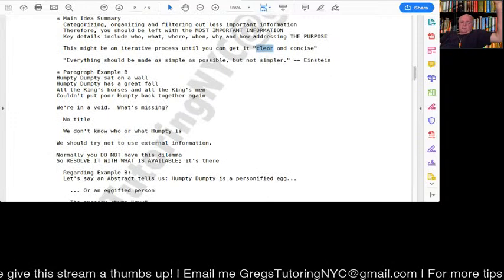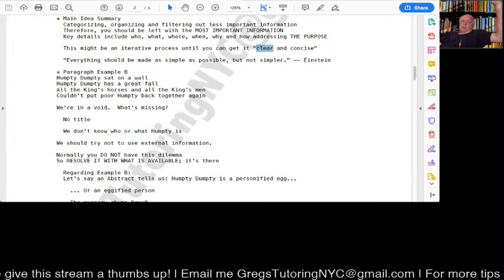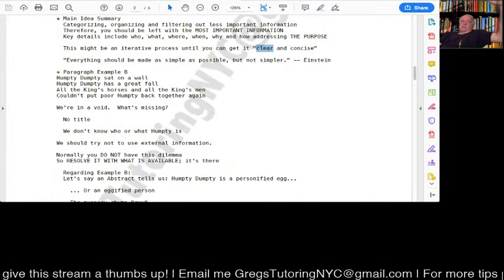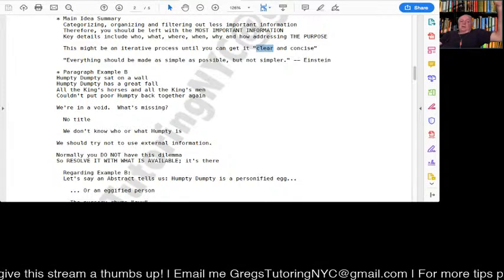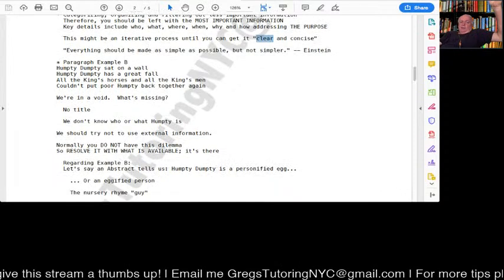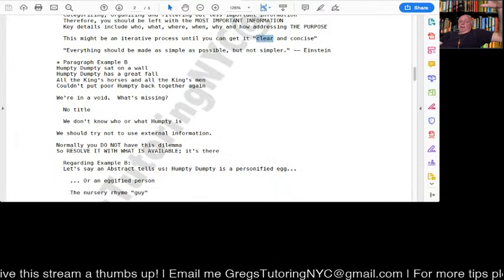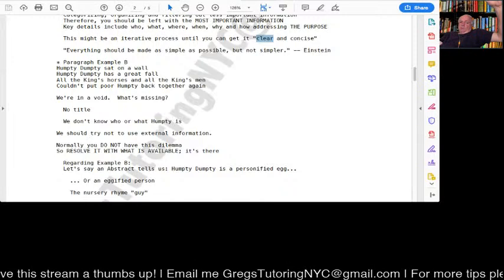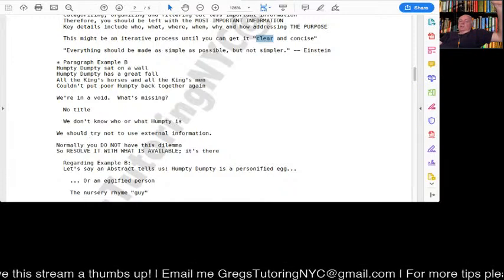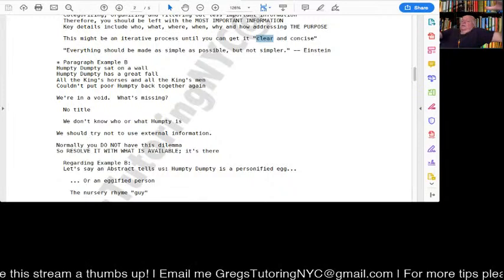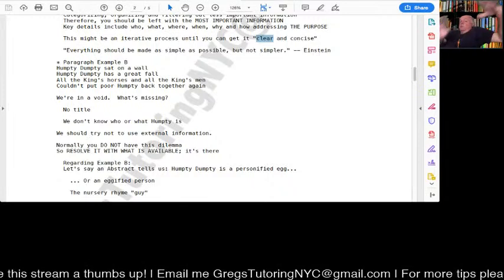So perhaps there's an abstract before it saying that Humpty Dumpty is a personified egg and giving more stuff about him. Or depending on how you look at it, he's an eggified person. And whatever, the nursery rhyme guy. And since this is a poem, it may turn out that Humpty Dumpty is not actually related to anything at all. And if you look at the history of Humpty Dumpty, there's kind of a couple of perspectives.